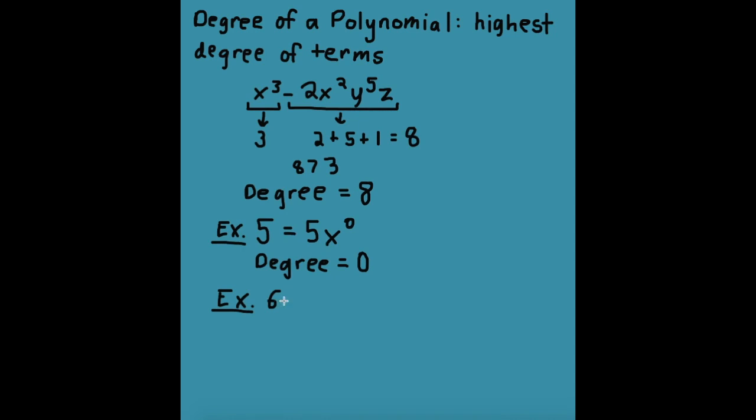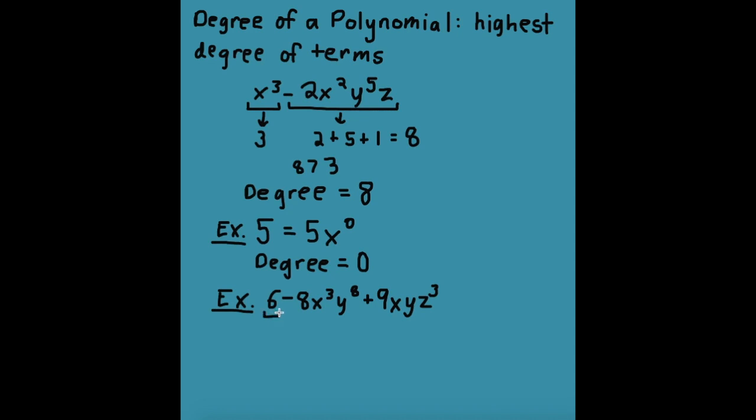If we have 6 minus 8x cubed times y to the 8th plus 9 times x times y times z to the third, what is the degree of this polynomial? Keep in mind that when looking for a degree in a polynomial that has multiple terms, you are looking at each term individually and seeing which one has the highest degree. This polynomial has three terms, so it is a trinomial.